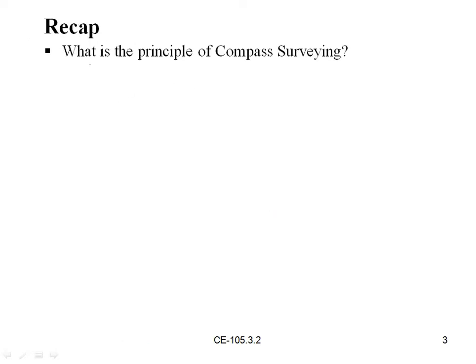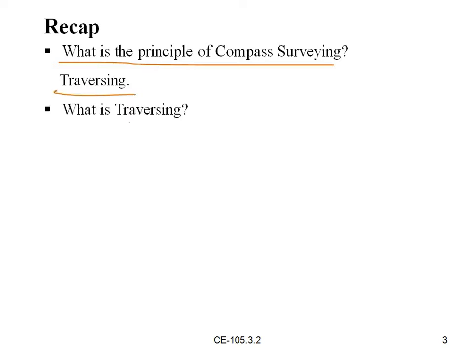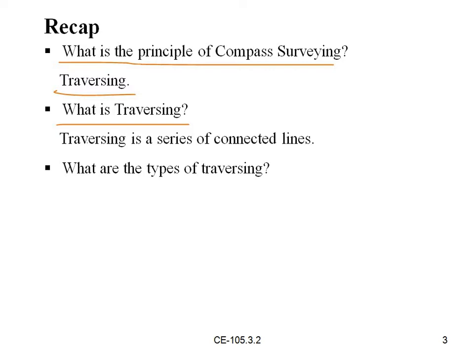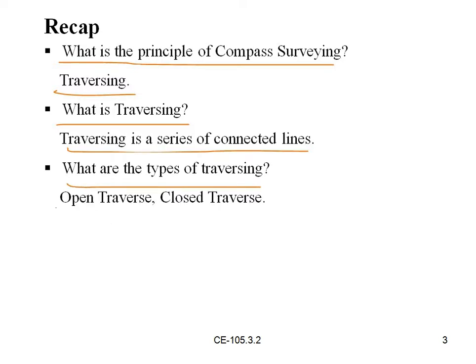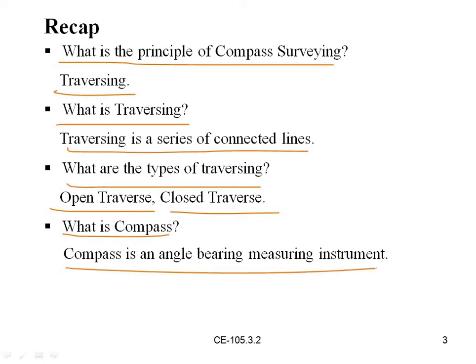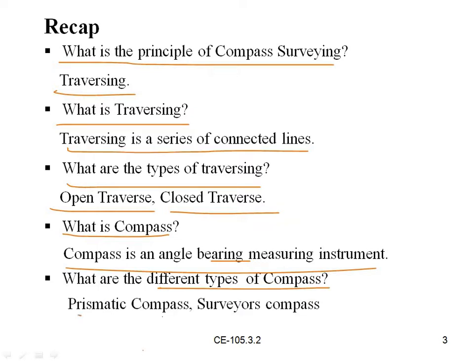Before that, in the previous class we saw the principle of compass surveying and traversing. Traversing is a series of connected lines, and we also saw the types of traversing, that is open traverse and closed traverse. We also saw that a compass is an angle or bearing measuring instrument, and the different types of compasses: the prismatic compass and the surveyor's compass. Now let us see the definitions in compass surveying.